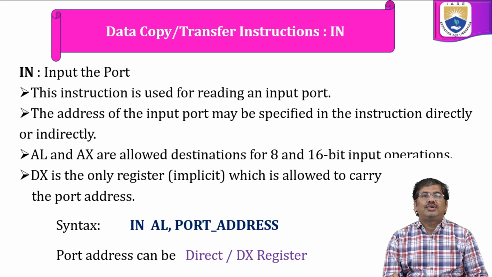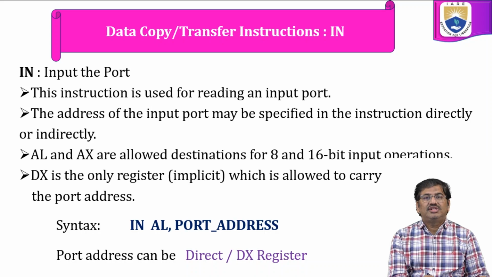Next instructions are related to the IO ports. The first instruction is IN, that is, input from the port, which is nothing but reading a port. The IN instruction is used for reading an input port. The address of the input port may be specified in the instruction directly or indirectly. By default, the data you are reading will be copied into the AL register or AX register, depending on whether it is 8-bit data or 16-bit data. The DX register is the only register which is allowed to carry the address of the port.